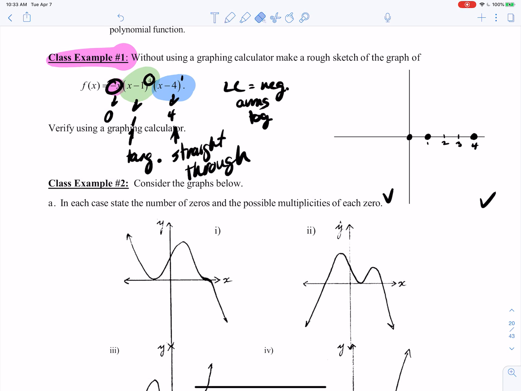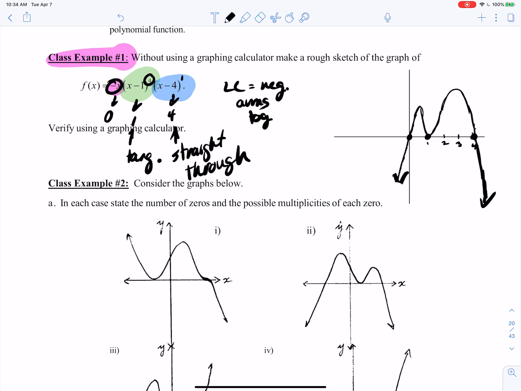So let's graph it. I'm going to go straight through at the 0 because the linear factor is 1. At x minus 1, it's going to be a point of tangency. And at x minus 4, this thing is going to come straight through because it's linear. Now just connect the arms. And presto, we have the graph.